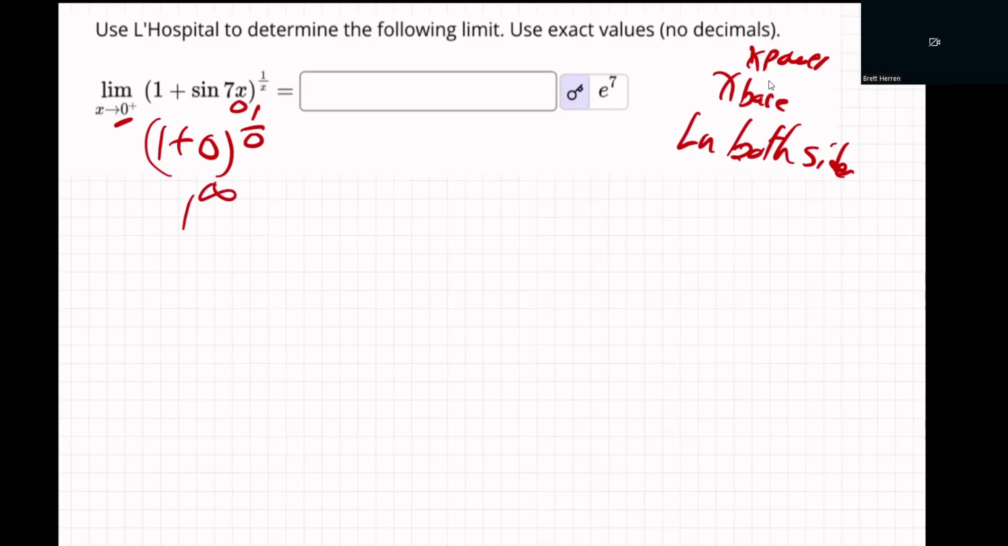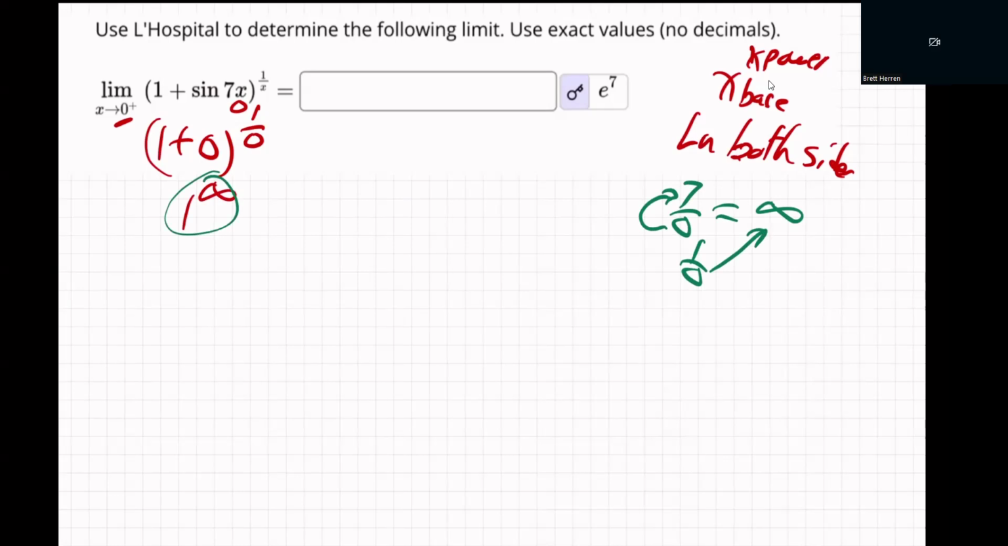Remember that? Anything over zero, like if you take a number and you divide by zero, that's infinity, because the bottom goes into the top. So 7 over zero, 1 over zero, whatever, they're all infinity. So this is 1 to the infinity. Now you might say, well, that's 1. 1 to any power is 1.